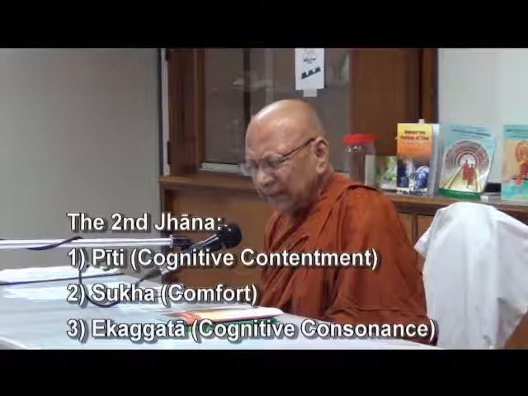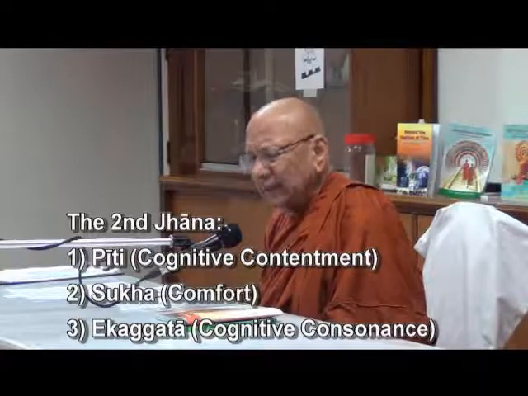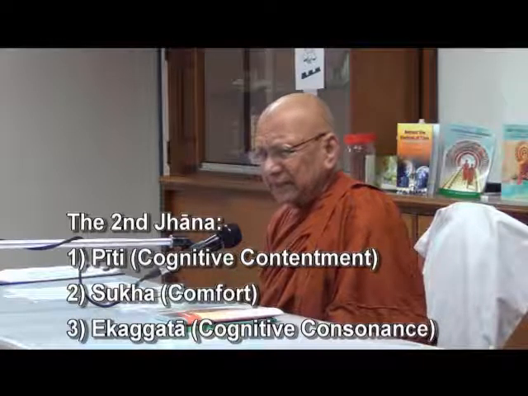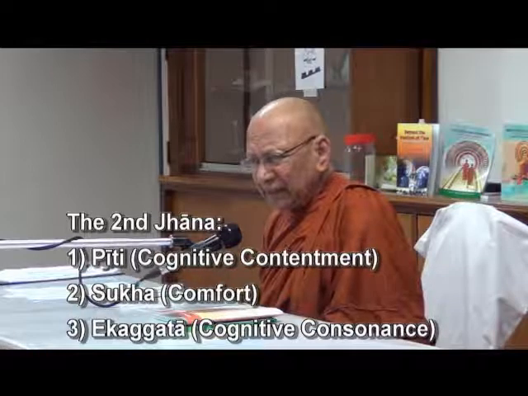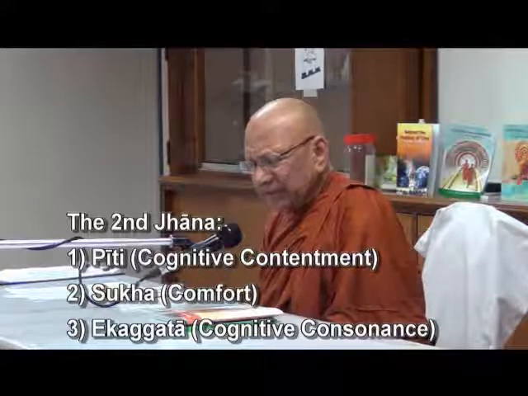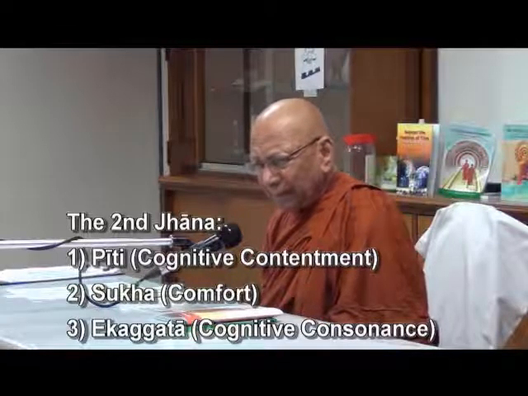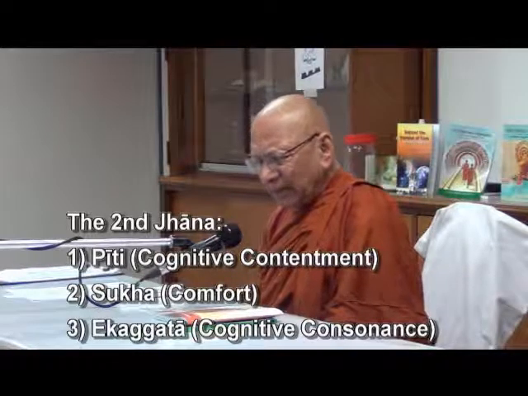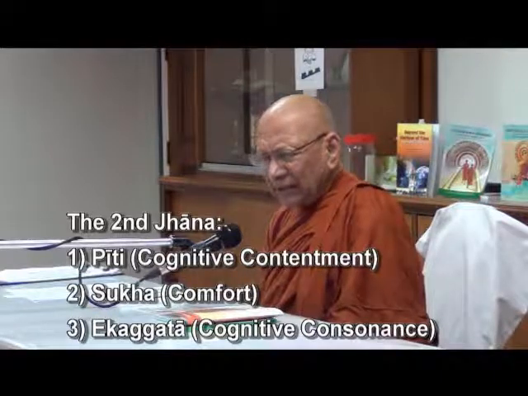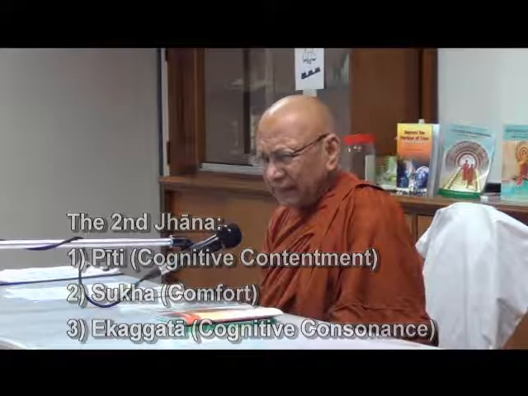So in the second jhana, you have only piti, sukha and ekaggata. Piti is a happiness of the mind, and sukha is the comfort of the body, and ekaggata means the mind is not divided. Huh?